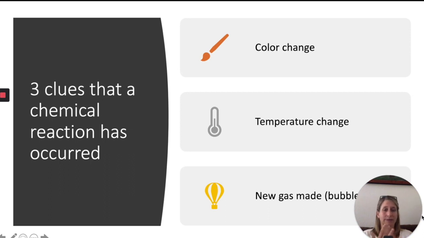One is a color change, and that does not include food coloring. We are adding color to our experiment today, okay? A temperature change. Is it getting warmer or is it getting colder all on its own just because a chemical reaction is happening? And is there a new gas happening? Are there bubbles being produced? That's our clue that there's a new gas, okay? So we're looking for these 3 clues today. I'm really sad that you guys can't feel the temperature change.